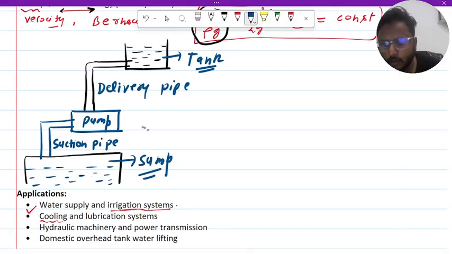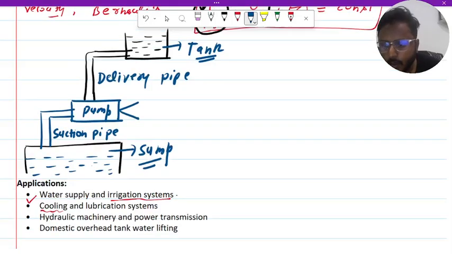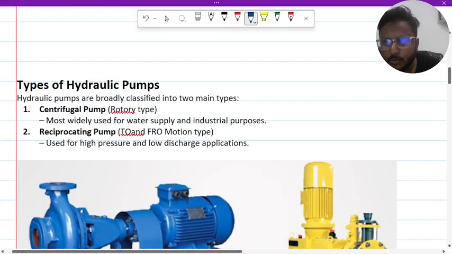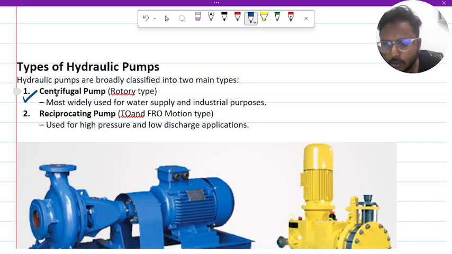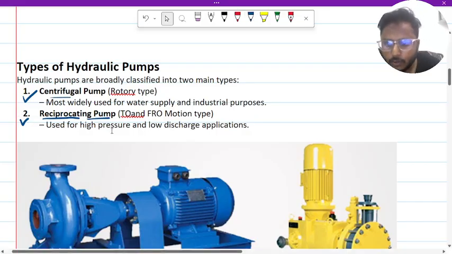In upcoming slides, we see the classification of these pump types. Hydraulic pumps are broadly classified into two main types. The first one is the centrifugal. In this particular lecture we will see the centrifugal pump, and in the next lecture we will discuss the reciprocating pump. So what is a reciprocating pump and a centrifugal pump?